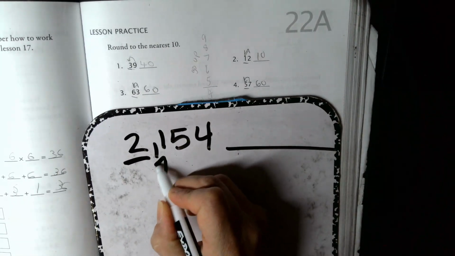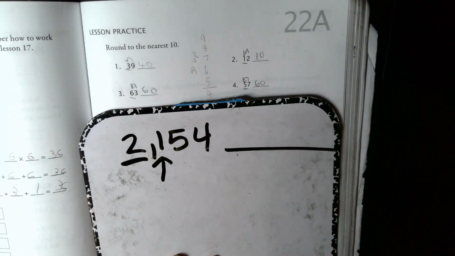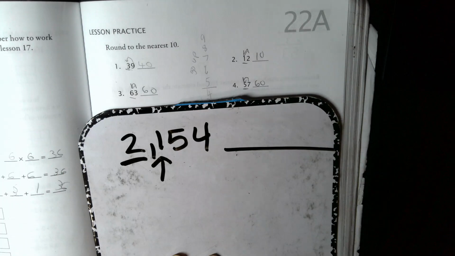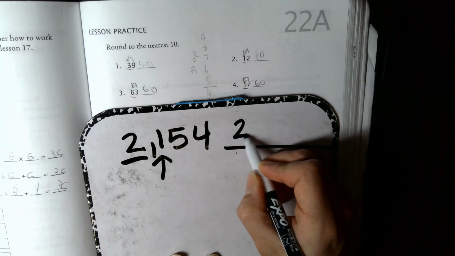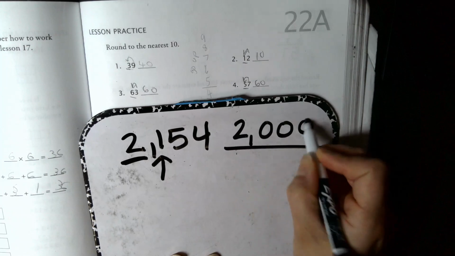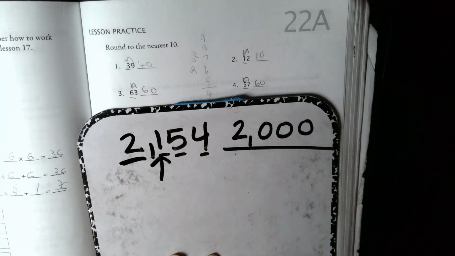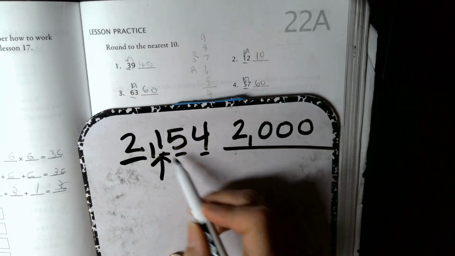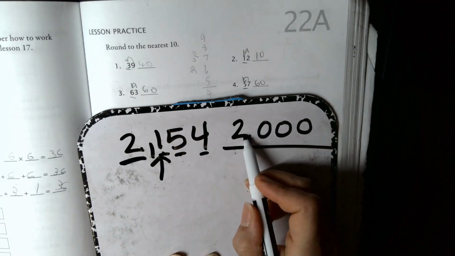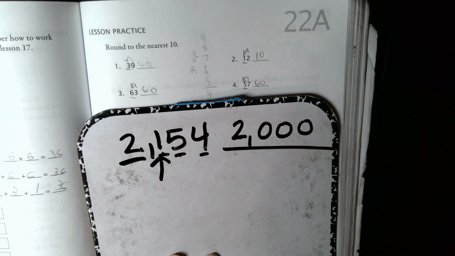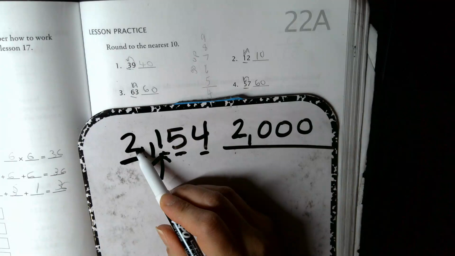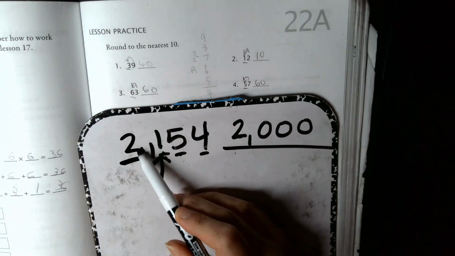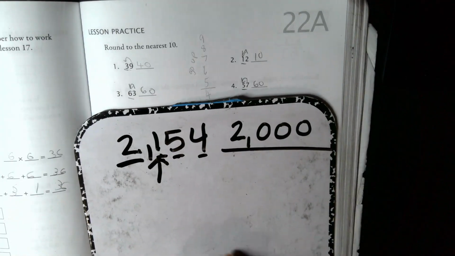Now we look to the number next to our right, and it's a 1. Is that 5 or more? No, it's not. So that means this number is not going to change. It's going to stay at 2, and then we just put the zeros behind it for these different place values. 3 zeros behind it because there's 3 numbers behind it, and we only want the thousands place. Remember, if it's 5 or more, then the number goes up. If it's less than 5, it stays the same. Okay?